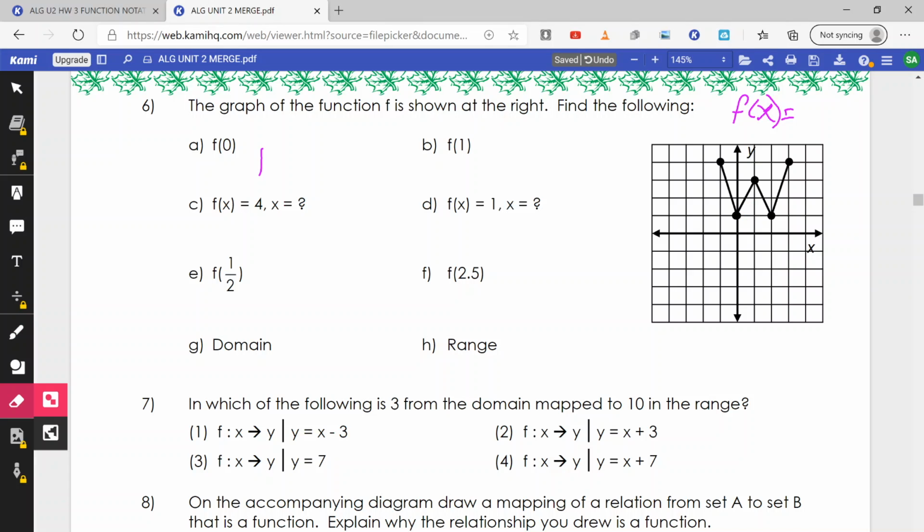Now B is f of 1, so I'm going to do the same thing. Inside parentheses is 1, inside parentheses is x, so this tells me x is 1, and I'm going to go up or down. I hit that point right there, and I see I went up 1, 2, 3 spots. So f of 1 equals 3.